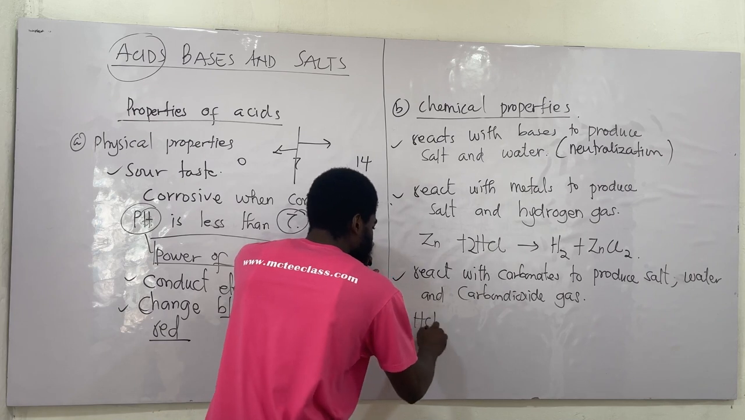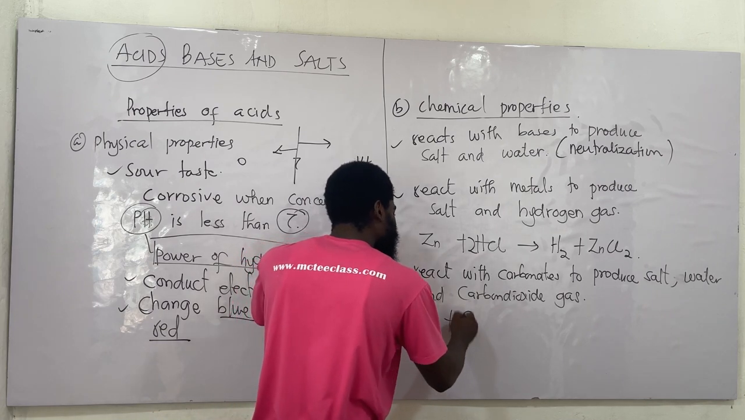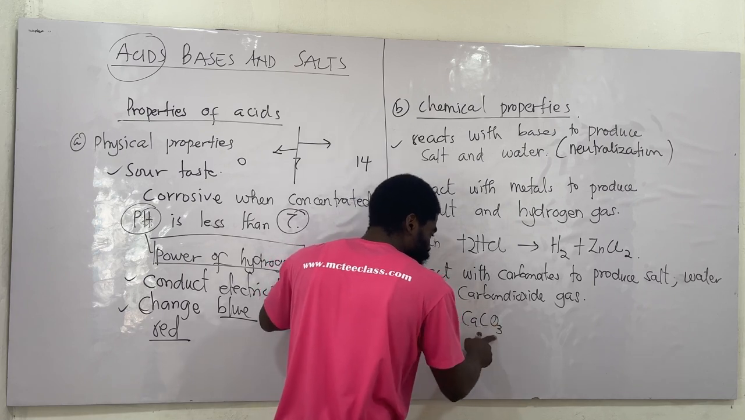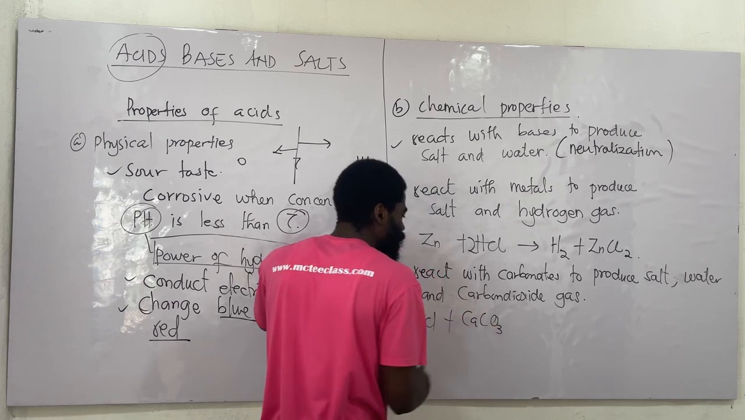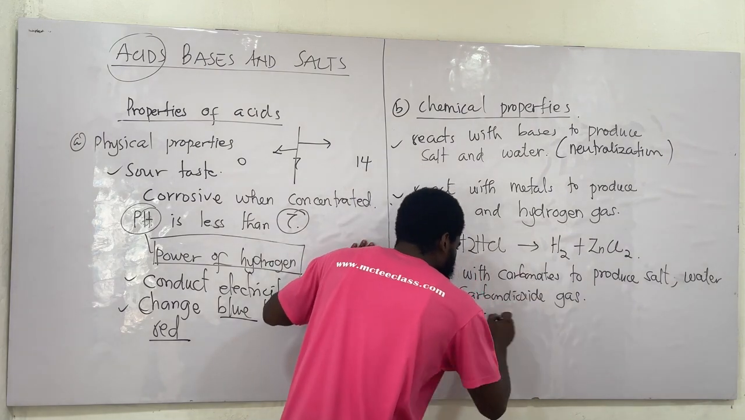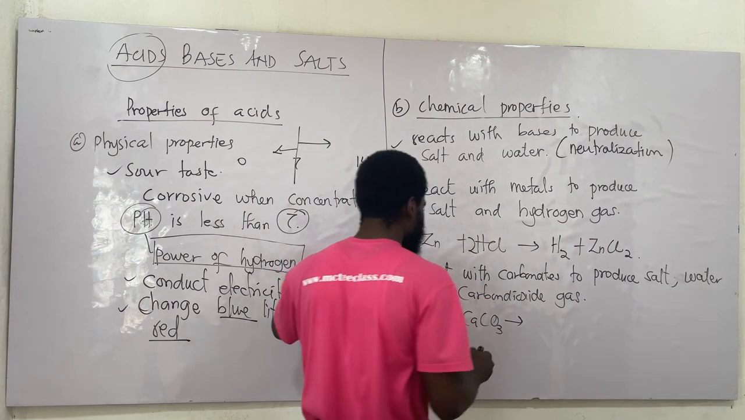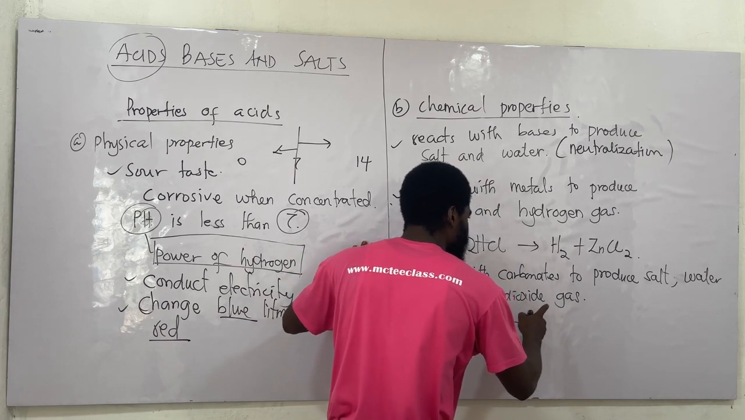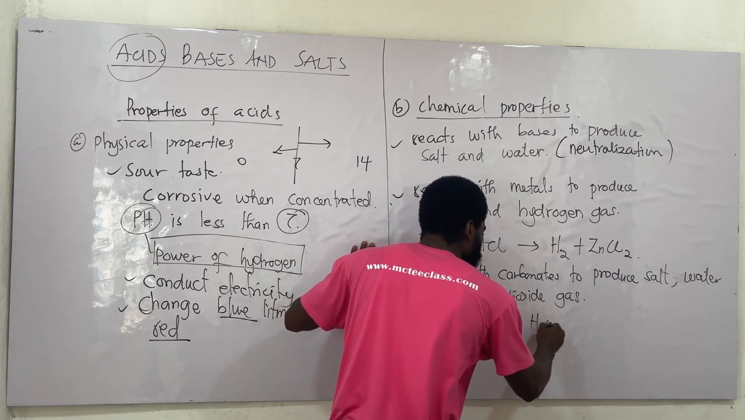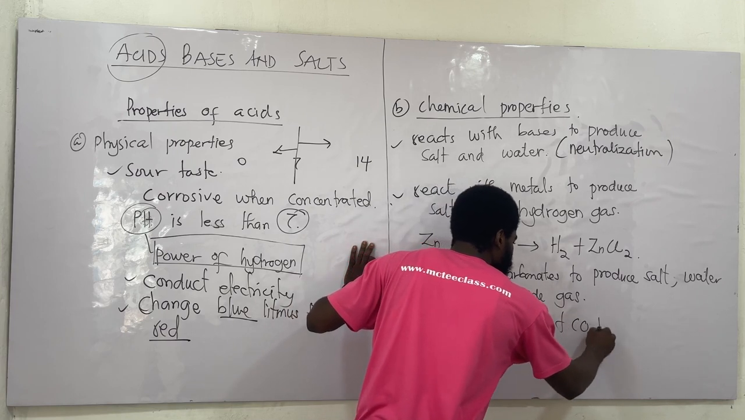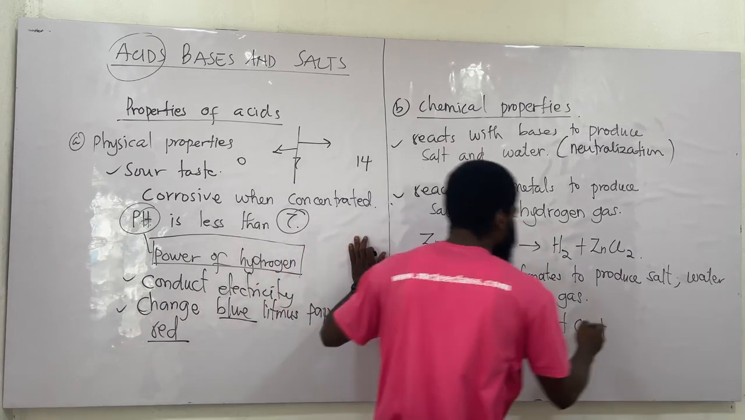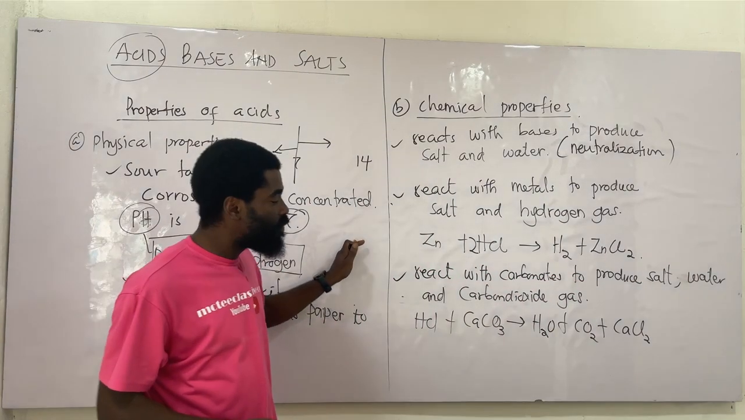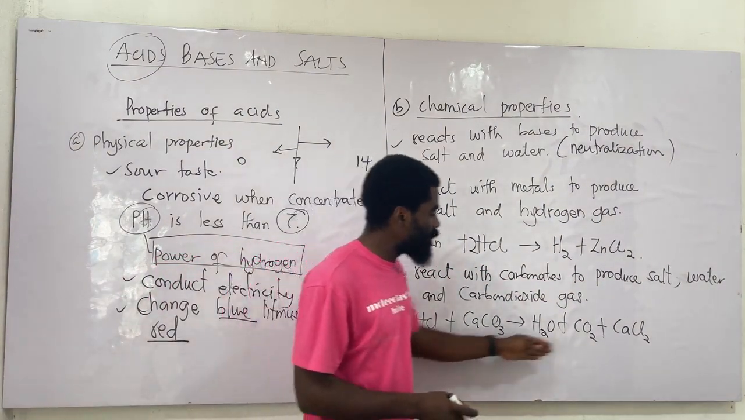So if I take HCl plus a carbonate, which is CaCO3, calcium trioxocarbonate 4. Good. And that will give me this. I said we'll have what? We'll have carbon dioxide gas, a salt, and what? And water. So we have H2O, we have CO2, then our salt will be what? Calcium chloride, CaCl2. Good.